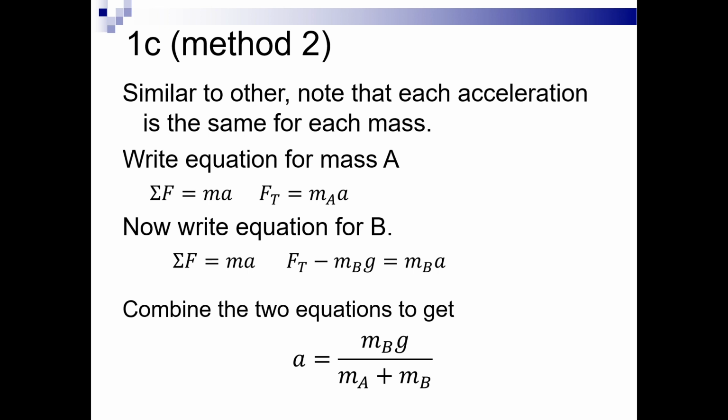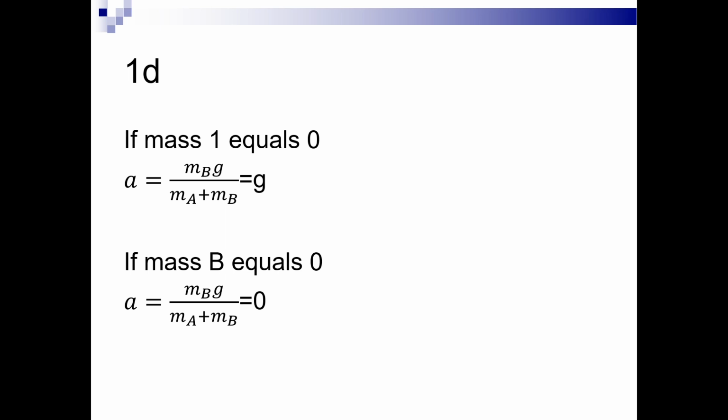Now in D, we look at what happens if A is really big or if B is really big. So if B is really big, then it goes away and you only get the acceleration due to gravity. So if A is 0, mass B cancels and you get the acceleration due to gravity. But if mass B equals 0, then because it's in the top and the bottom, you plug that in and you get 0. So that matches my prediction in the previous thing there, in part A.